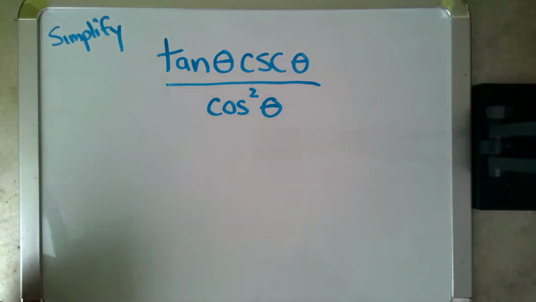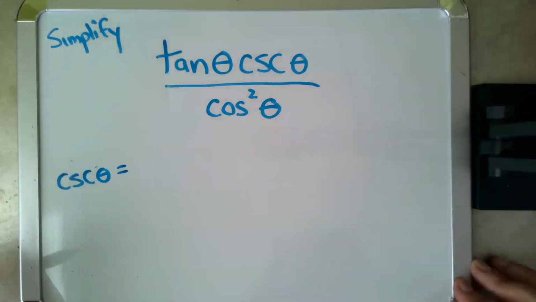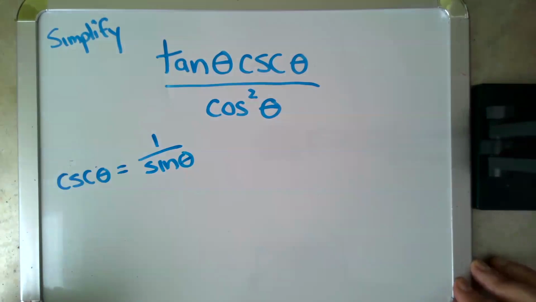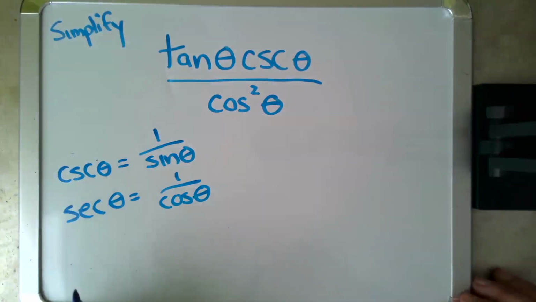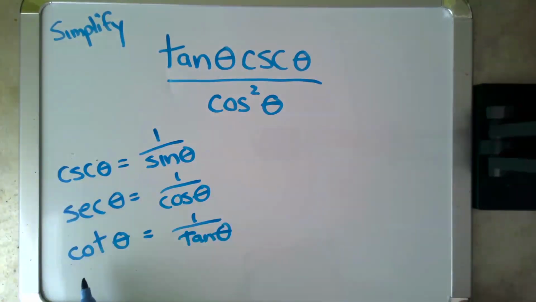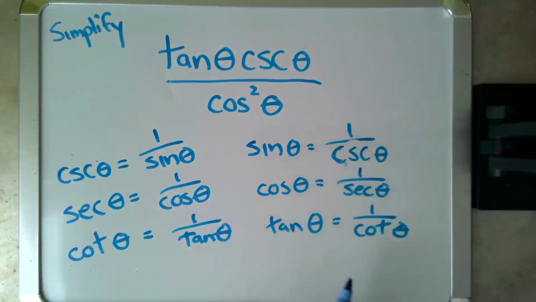Okay, but moving forward, I want to remind you that cosecant theta is defined as 1 over sine theta. And while we're at it, let's write the other two relationships. Secant theta is defined as 1 over cosine theta, and cotangent theta is defined as 1 over tan theta. This works in the other direction as well, where sine theta is 1 over cosecant theta, cosine theta is 1 over secant theta, and tangent theta is 1 over cotangent theta.